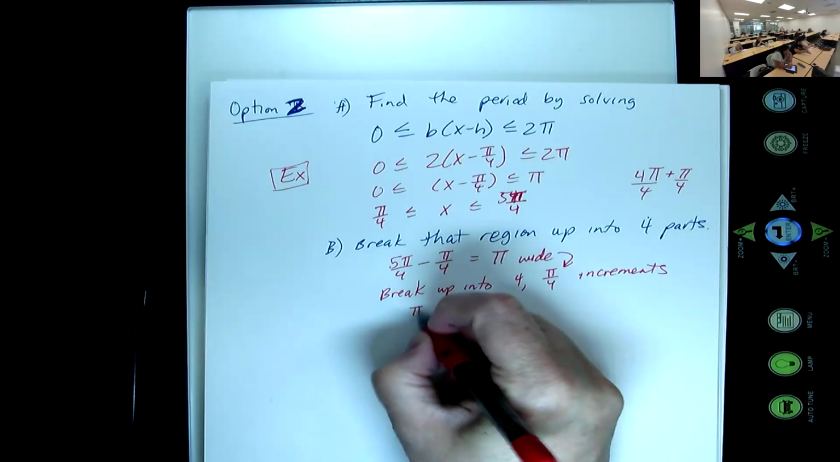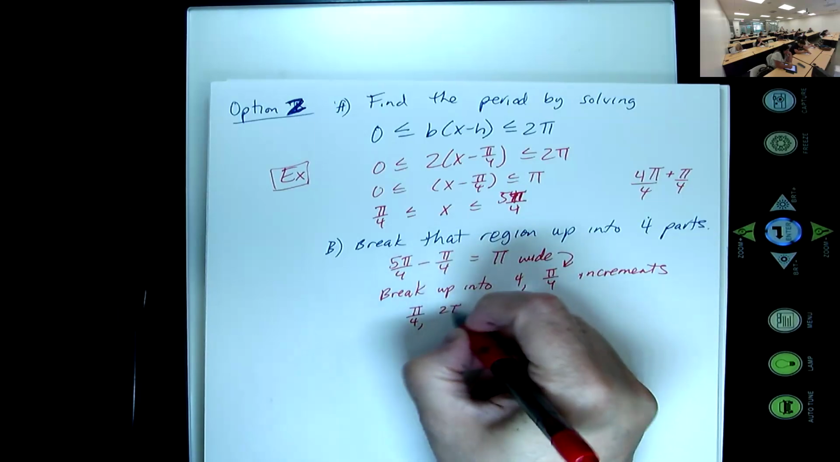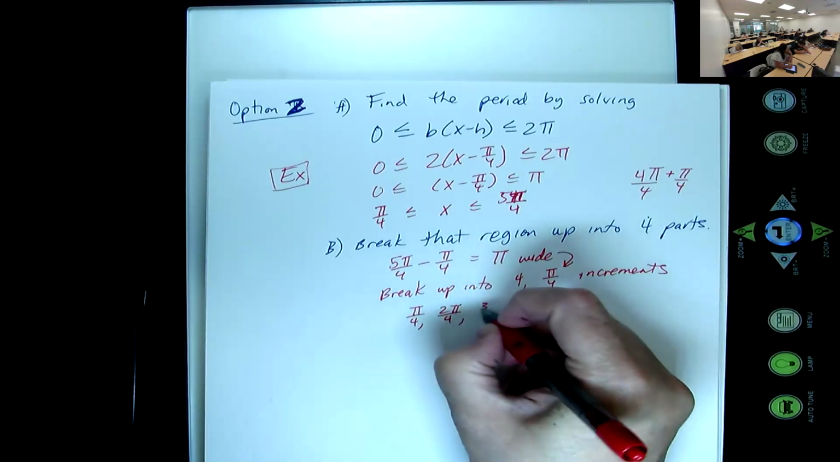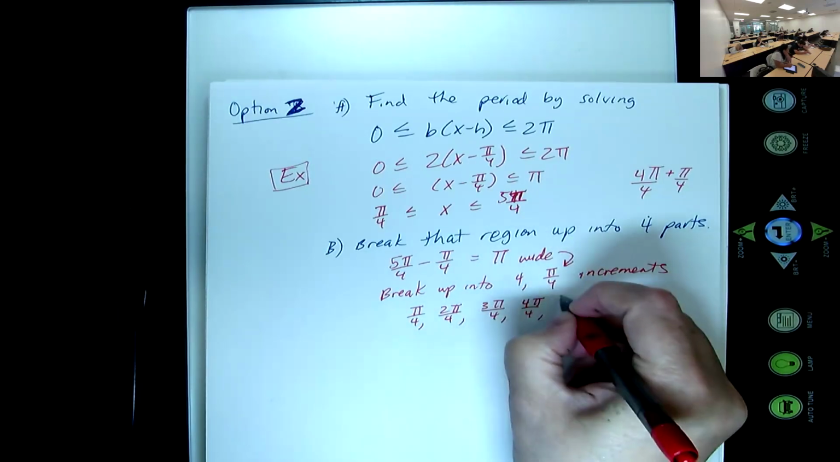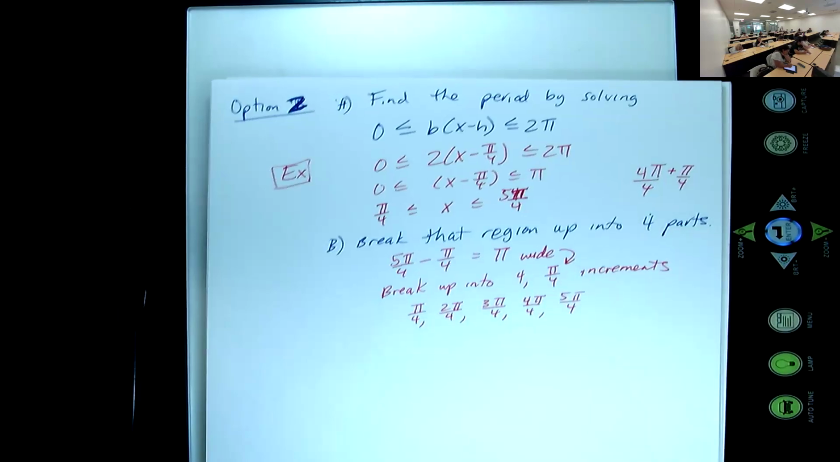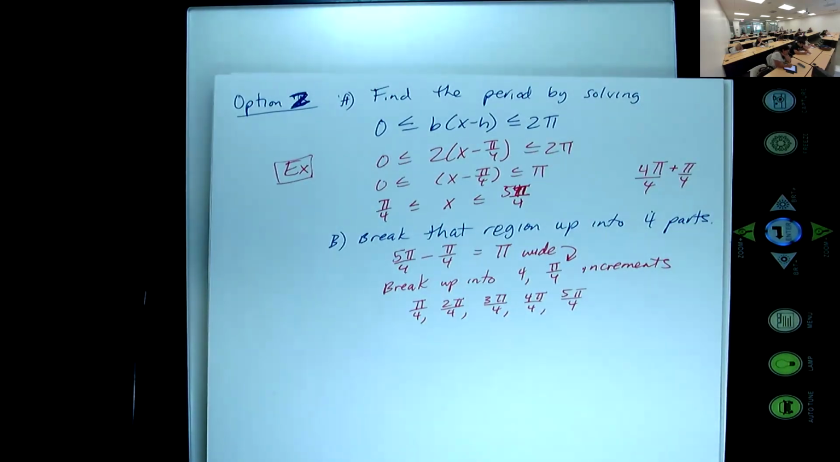So what I would have is pi over 4, 2 pi over 4, 3 pi over 4, 4 pi over 4, 5 pi over 4. And yes, some of those do reduce quite easily, but if I show it in reduced form, you're not going to see how the pattern works.